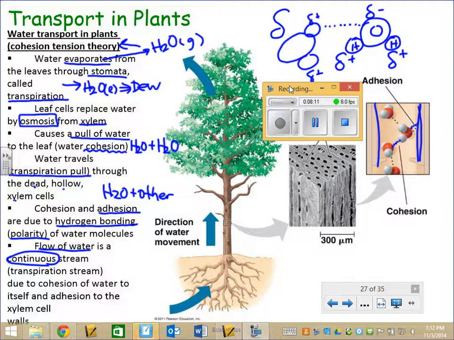Now, does anyone want to ask any questions about this basic idea of what's happening in the plant?